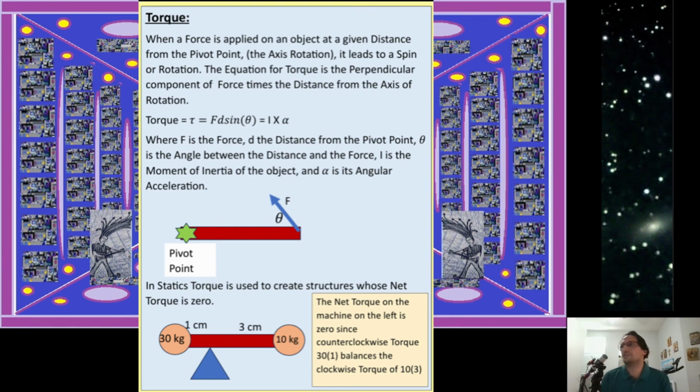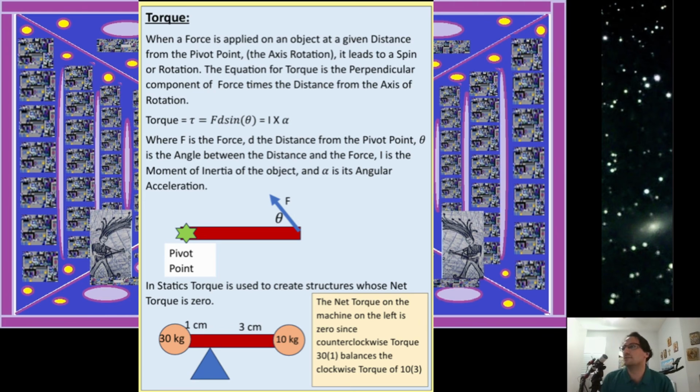Where F is the force, d is the distance from the pivot point, theta is the angle between the distance and the force, I is the moment of inertia of the object, and alpha is its angular acceleration. So torque is equal to moment of inertia times angular acceleration, which is different from linear acceleration. Angular acceleration is in radians per second squared. In statics, torque is used to create structures whose net torque is zero. If the net torque on an object is zero, the object will not rotate, or if it's already rotating, it will maintain the same angular speed.